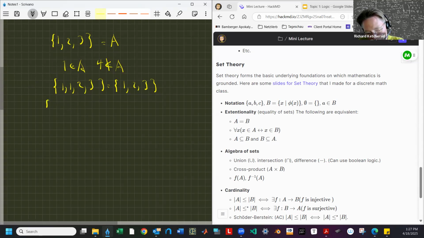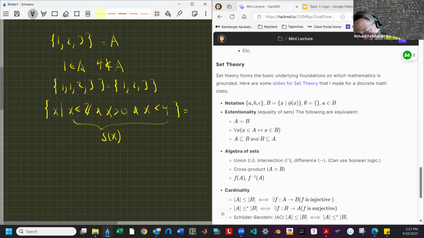I could also write this the set of all x such that x is in Z, so integers, and x is greater than 0, and x is less than 4. That's kind of silly, but this would be some expression like s of x. I'm describing the set by a condition: the set of things for which this is true. That will be exactly the same as this set here. So this is another way of writing A. These look very different, but there's one set A. Here it is written by some sort of description, and here it is written by just listing out the elements.